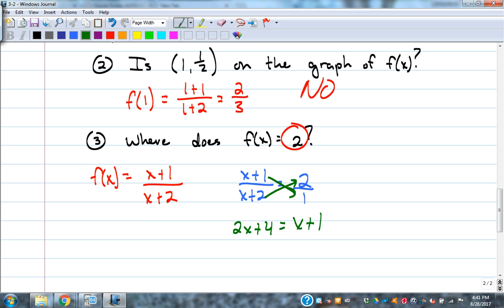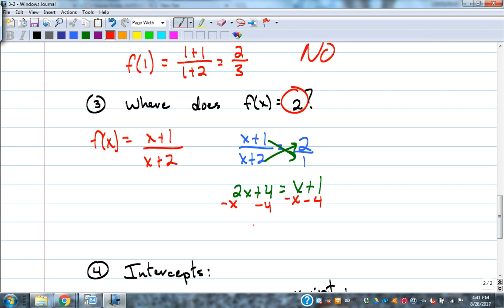And solve that for x. Subtract x from both sides and subtract 4 from both sides, and we get x equals -3. Where does f of x equal 2? At x equals -3. That's where it exists. Okay. So setting the whole problem equal to 2 to find out where that's happening.